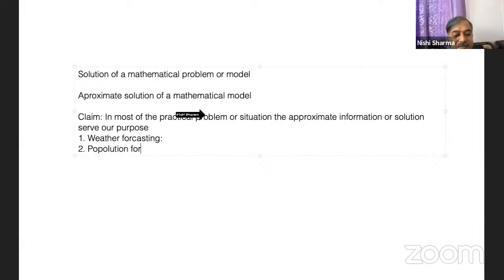In population forecasting, how much would be the population of Chandigarh? How much would be the population of Chandigarh after 10 years? So let us assume the exact would be, maybe suppose, 10 lakh or 20 lakh. Maybe I say 20 lakh.